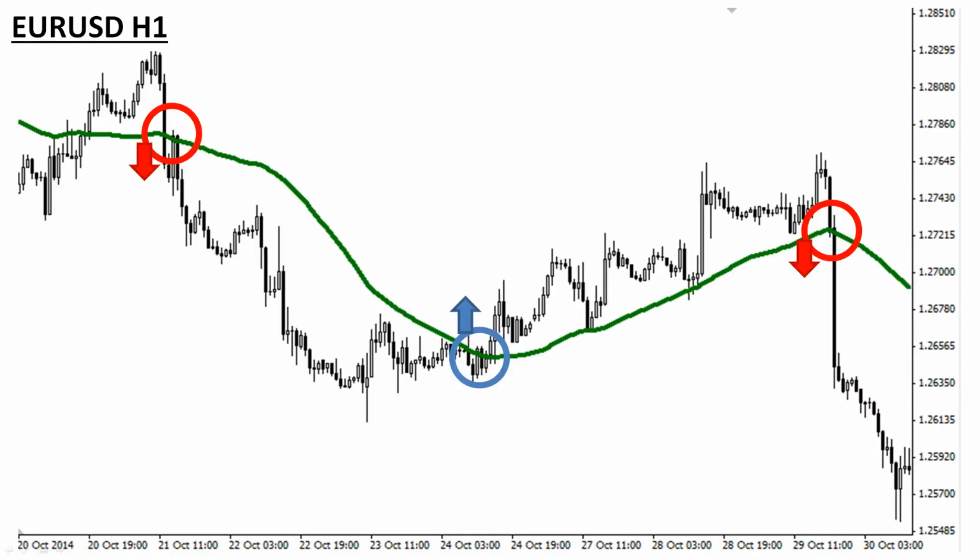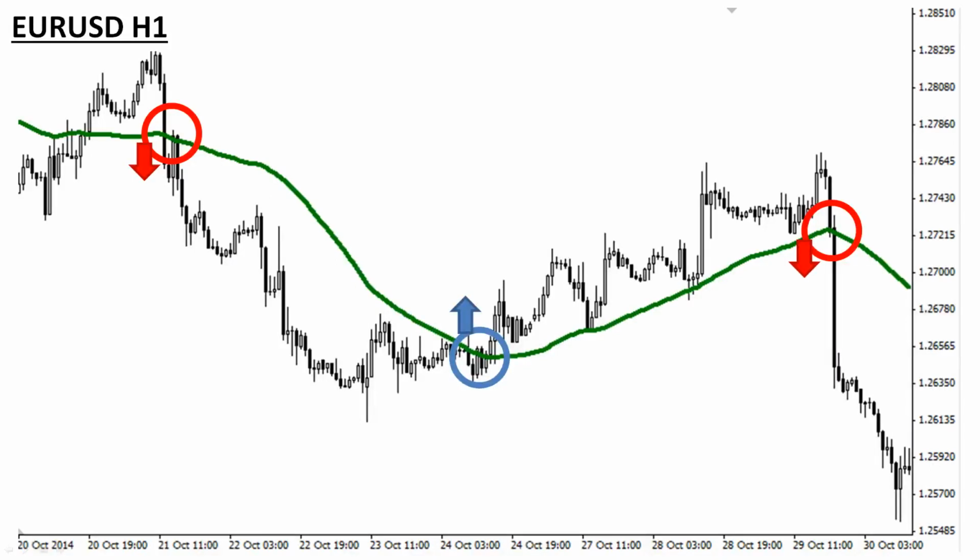So as you can see, in times when there's a trend on the market, if the price is below the moving average, then it's a downward trend. If the price is above the moving average, then it's an upward trend. So this strategy works during trend times.